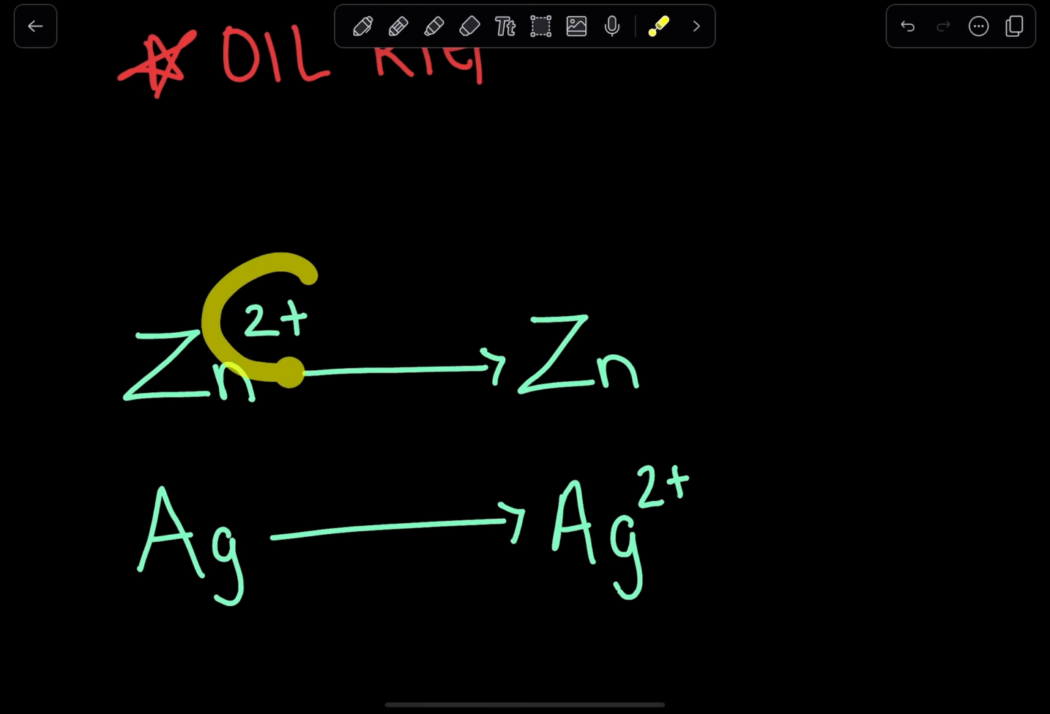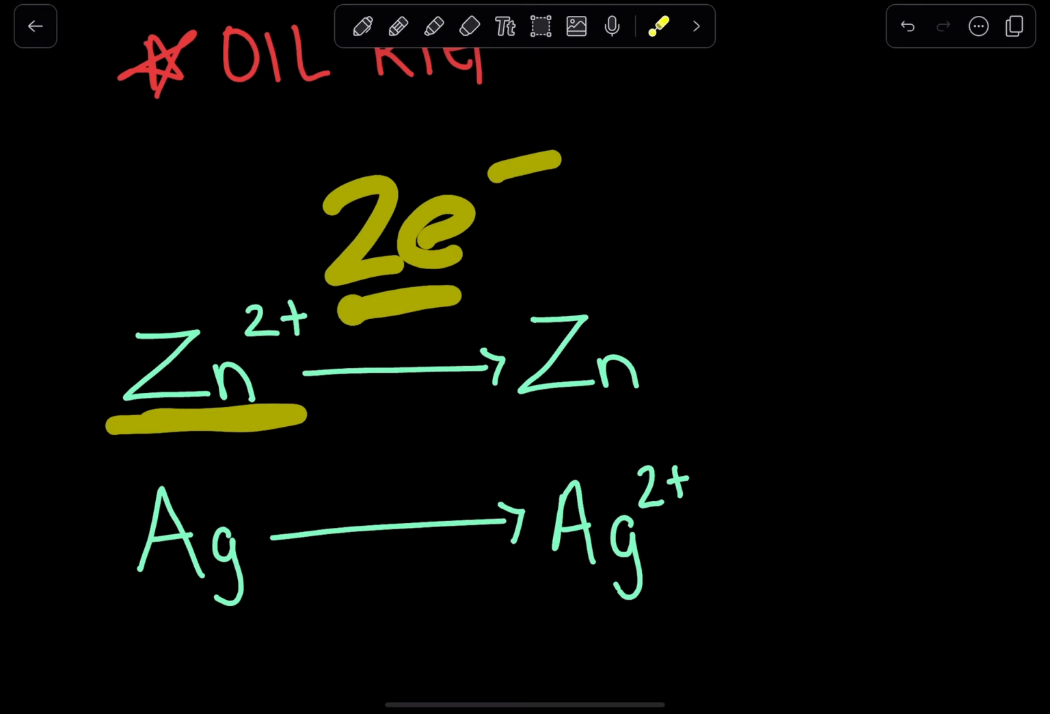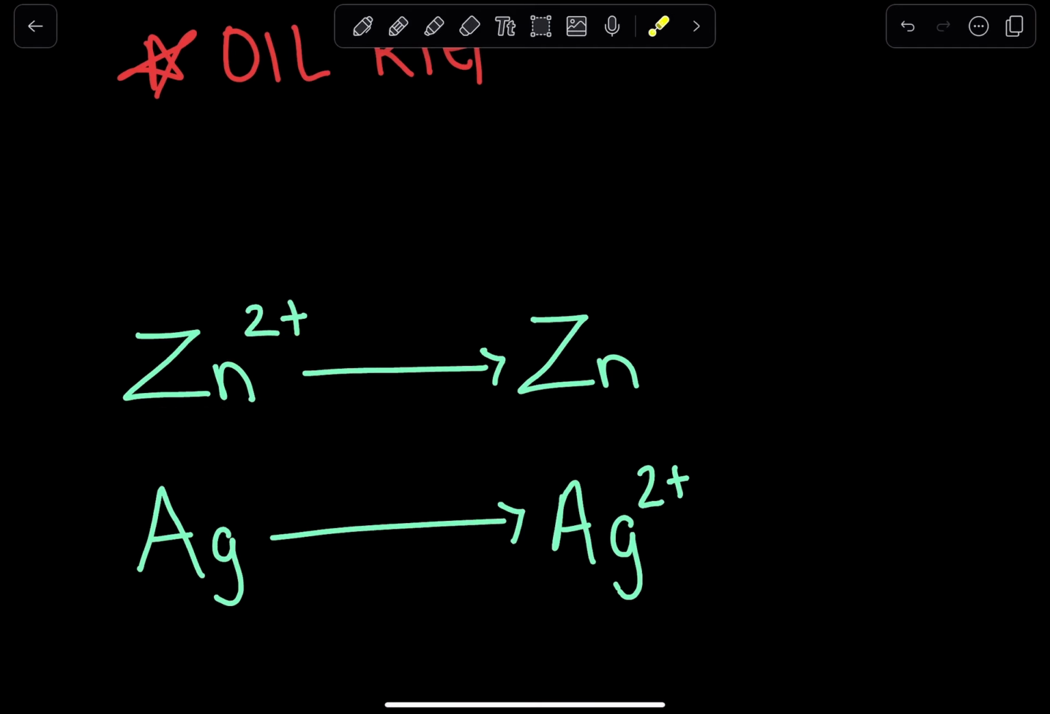Now, zinc 2 plus has a charge of 2 plus, but this zinc over here has a charge of 0. Now, how can we go from a 2 plus charge to a charge of 0? Well, if zinc 2 plus can gain 2 electrons, the 2 electrons will cancel out this charge of 2 plus, essentially, to explain it in a basic way. And then as a result, you get an overall charge of 0. When that zinc gains 1 electron, it will become zinc plus 1. But then when it gains another one, it achieves that 0 state.